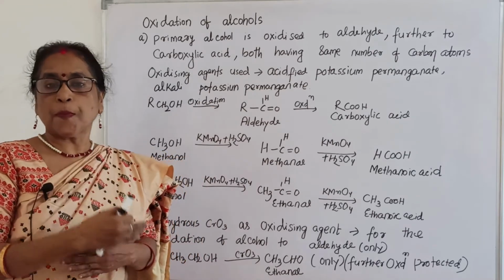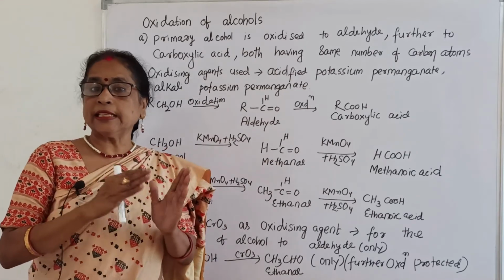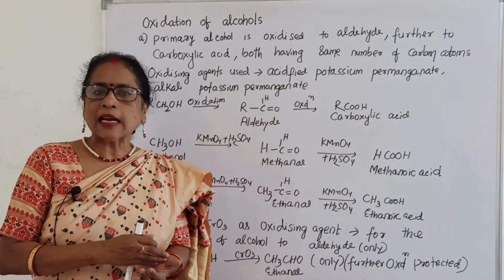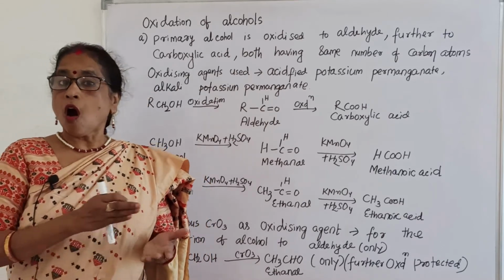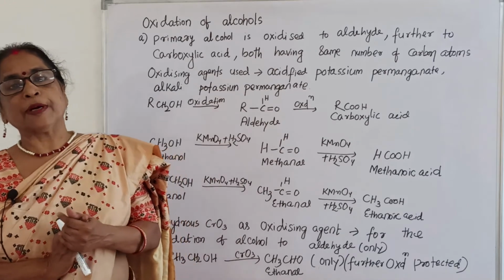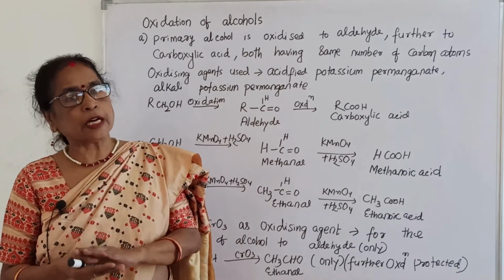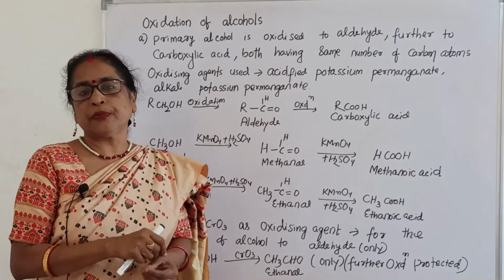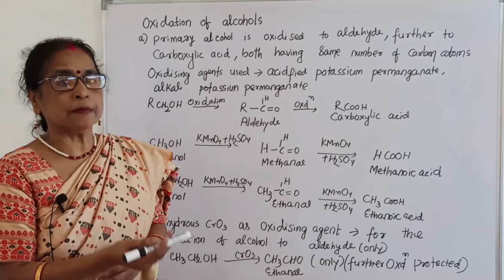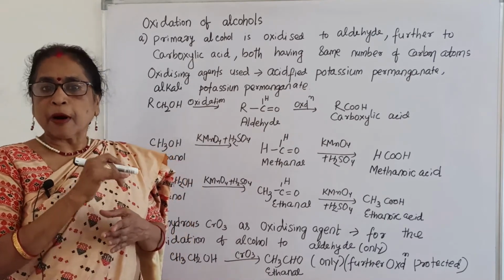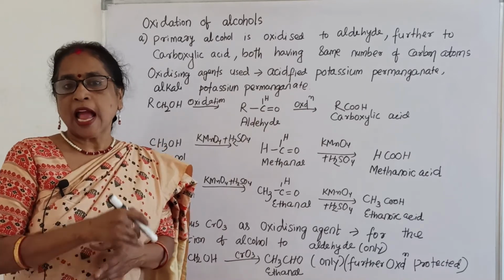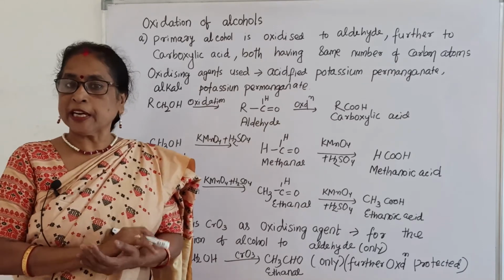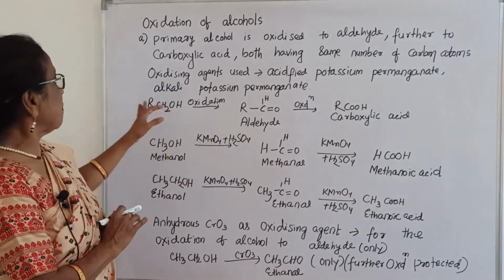But when you go to proper oxidation using an oxidizing agent, then what happens? What are the oxidizing agents? Alkaline potassium permanganate or acidified potassium permanganate. Acidified potassium permanganate means you take permanganate solution and dilute sulfuric acid. Alkaline potassium permanganate means take potassium permanganate solution and add sodium hydroxide. What is the color of potassium permanganate? That is pink color.